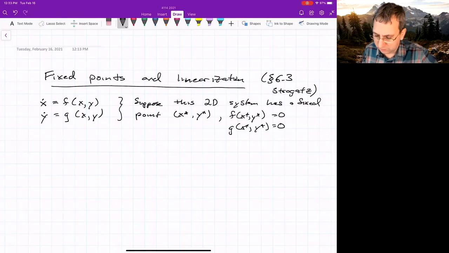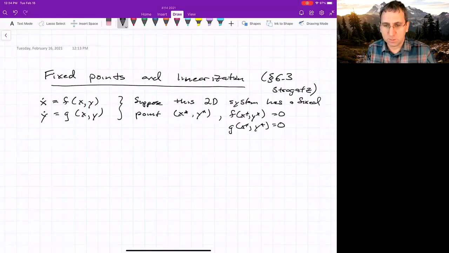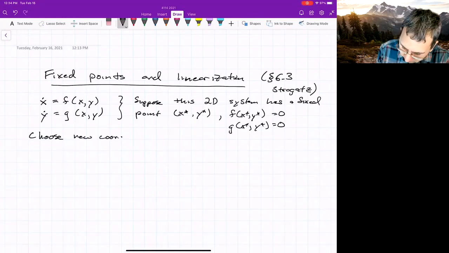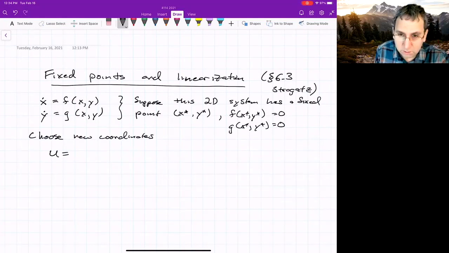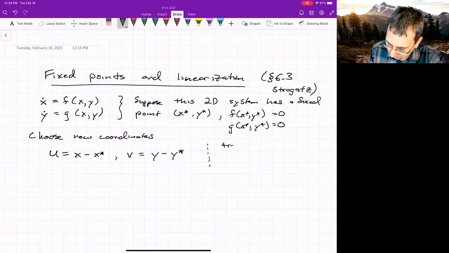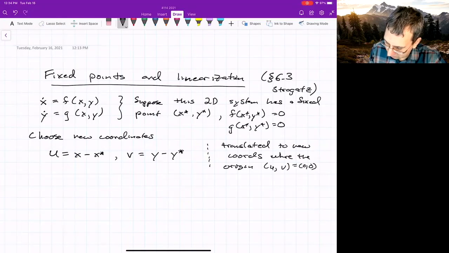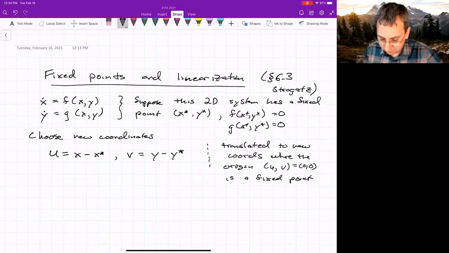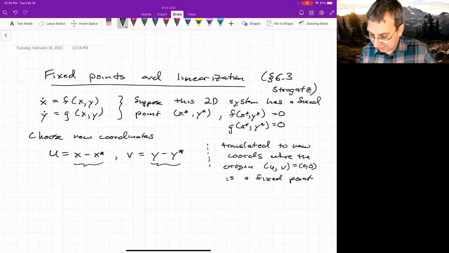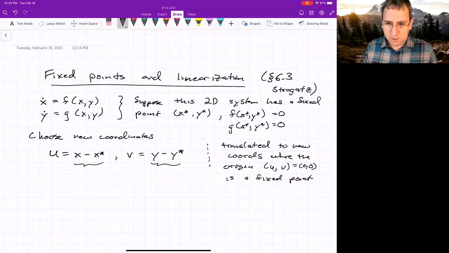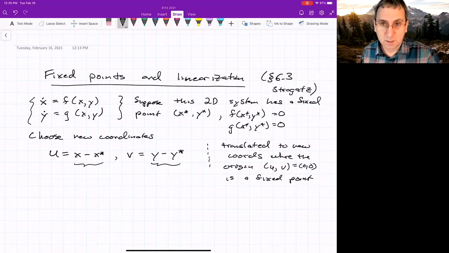So the next step for linearizing is we want to transform to some new coordinates where the origin is the fixed point. So we're going to choose new coordinates. I'll call them u, which is x minus x star, and v, y minus y star. So in some sense, all we've done is we've translated to new coordinates where the origin, that is u and v equal to 0, 0, is a fixed point. Because if u equals 0, that means that x equals x star, and if v equals 0, that means y equals y star. So we will then write out these differential equations up here, but write them in terms of u and v.